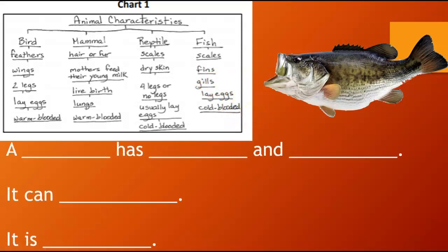So what we can do is we can use the animal characteristics of this chart here and fill in the blanks of these sentence stems. So you can say a blank has blank and blank. You could use it can blank, and we can say it is blank. So go ahead and take a moment, push pause and then push play, and fill in these sentence stems on your own by using this chart.